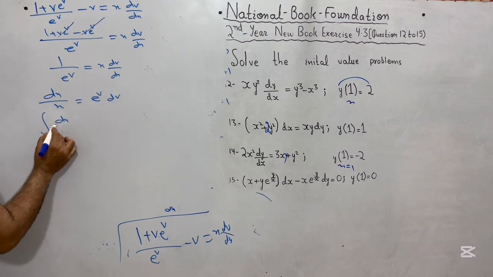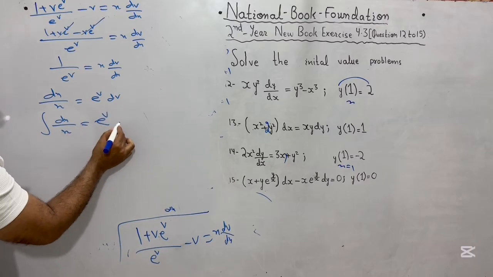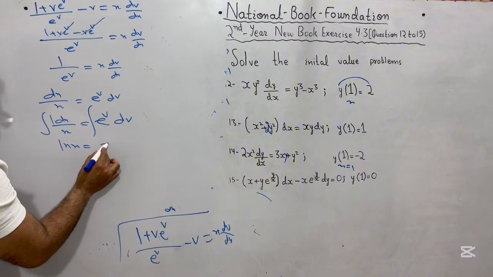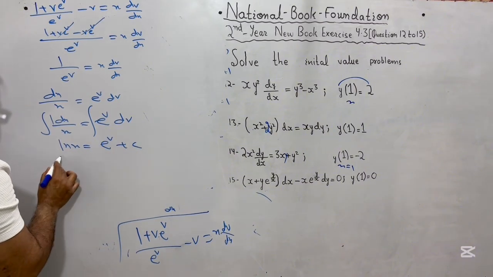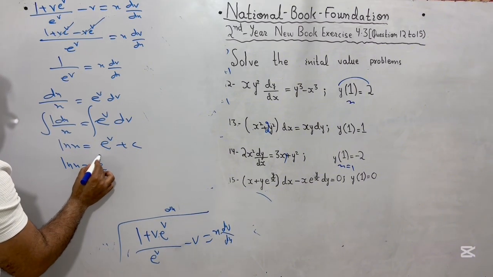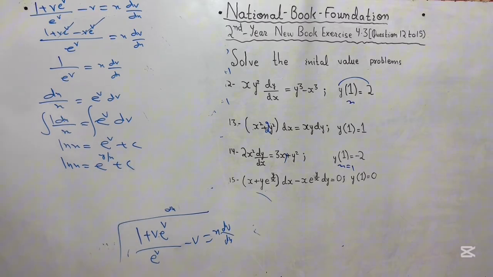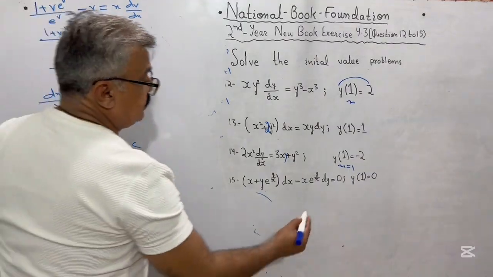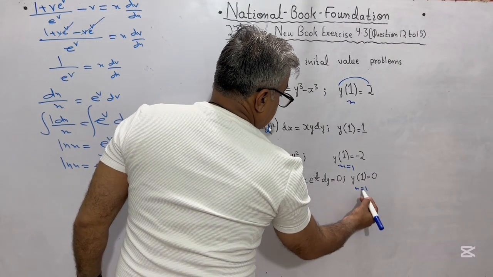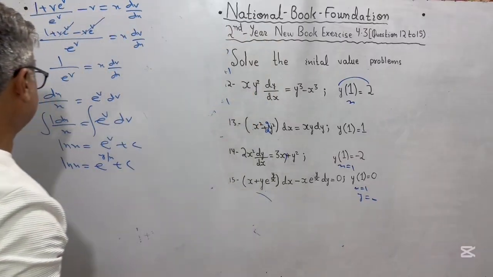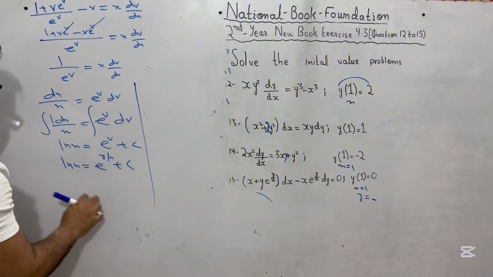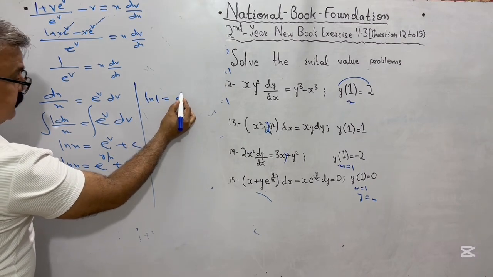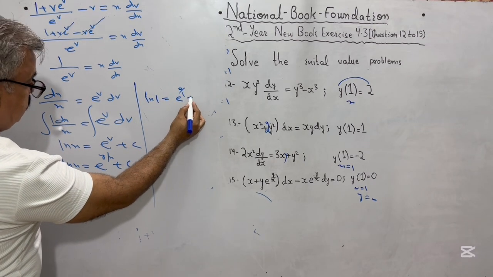Integrating with respect to their independent variables, we have e raised v dv. Integration of 1 over x is ln x, e raised v same, plus c: ln x plus e raised y over x plus c. That is our general solution. What are the initial conditions? x is equal to 1 and y is equal to 0. Utilize here: ln 1 plus e raised 0 over 1 plus c.